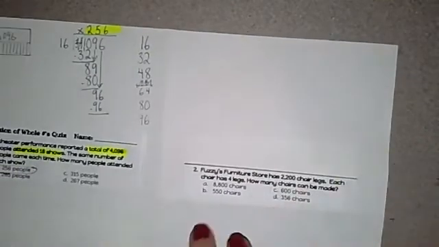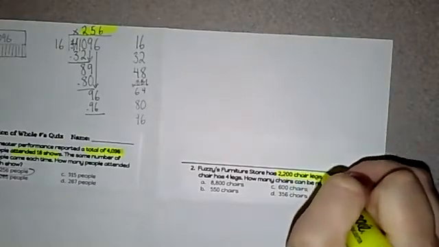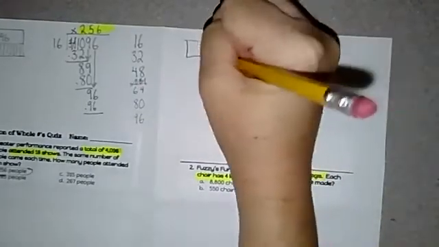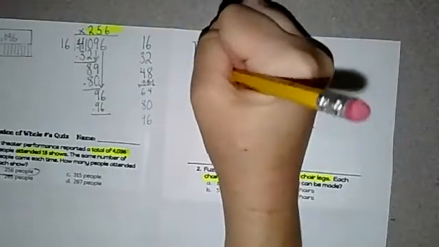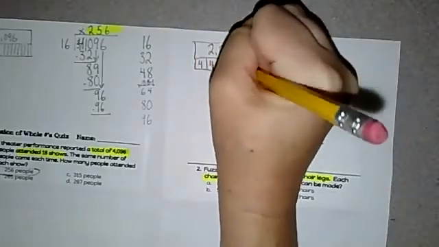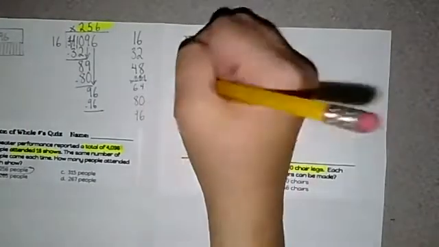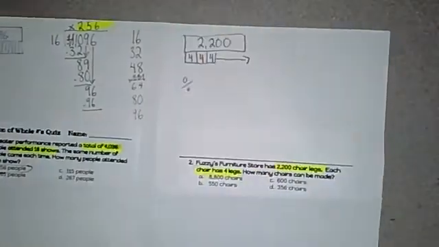Fuzzy's Furniture Store has 2,200 chair legs. Highlight that. Each chair has 4 legs. How many chairs can be made? Draw your little bar model. So you've got a total of 2,200 chair legs, and every chair has 4 legs. That chair has 4, that chair has 4, that chair has 4, all the way down until you use up all 2,200 chair legs. So this is division.